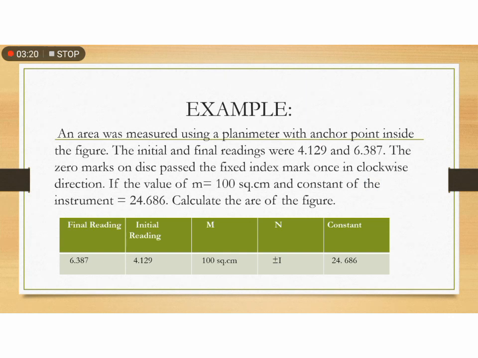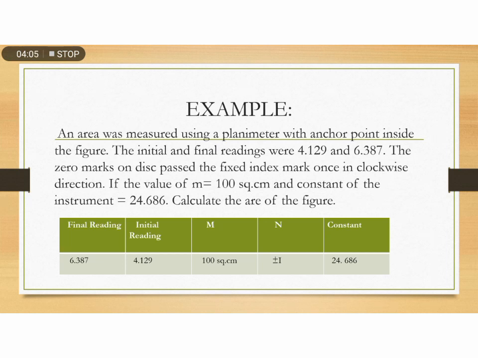For example, an area was measured using a planimeter with the anchor point inside the figure. The initial and final readings were 4.129 and 6.387. The zero mark on the disc passes the fixed index mark once in the clockwise direction. If the value of M equals 100 square centimeters and the constant of the instrument equals 24.686, we need to calculate the area of the figure.